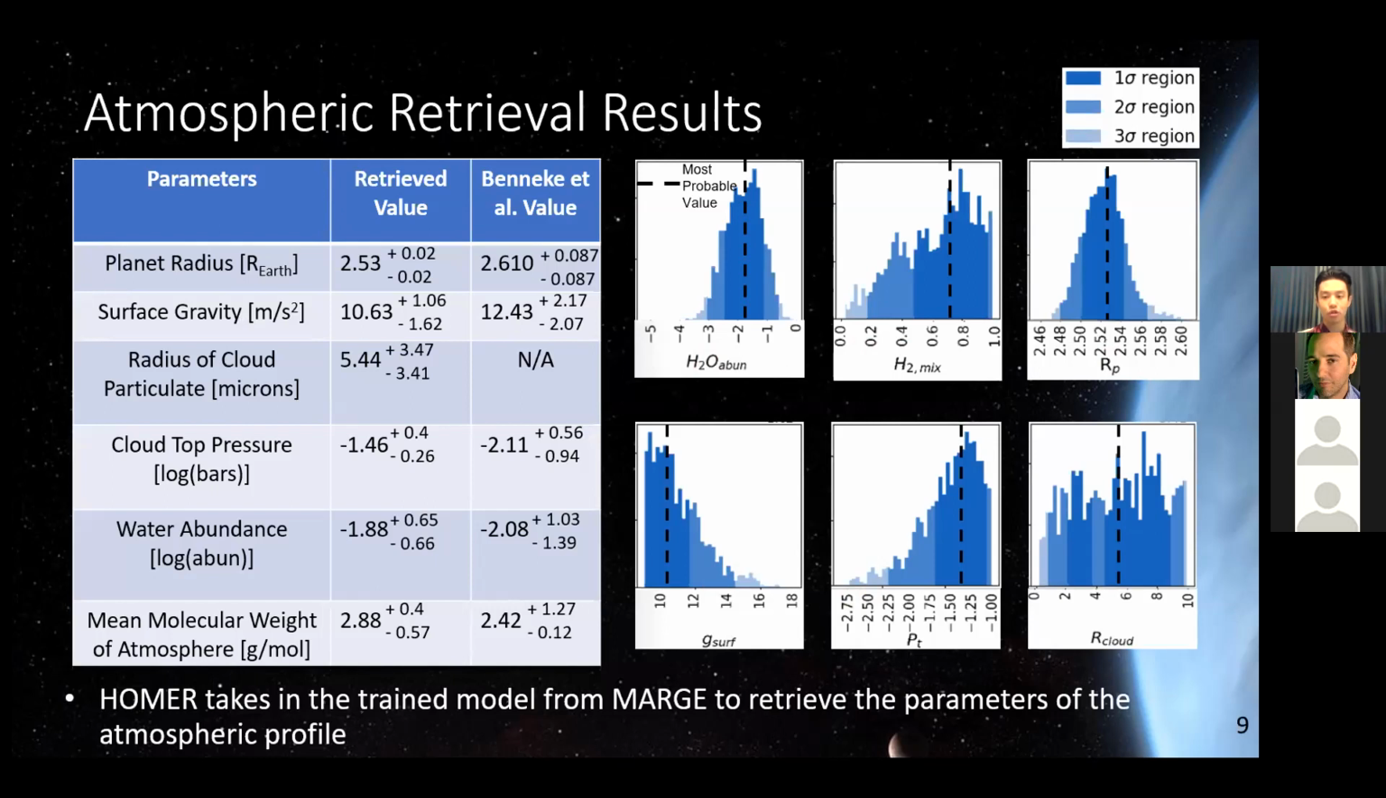So on this slide, I show the results from the grid that has hydrogen and helium as the background gases. So here on the table on the left, I show a comparison between the values that I get for each parameter with the 1 sigma errors and the values that they have at Benneke et al. 2019. So I get a similar value and definitely inside 1 sigma range of the water abundance and mean molecular weight, which is really exciting to see. But less accurately, but still within the error range is the surface gravity. But we do slightly miss the planet radius in this case.